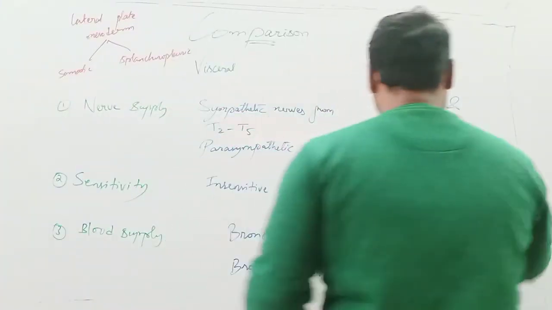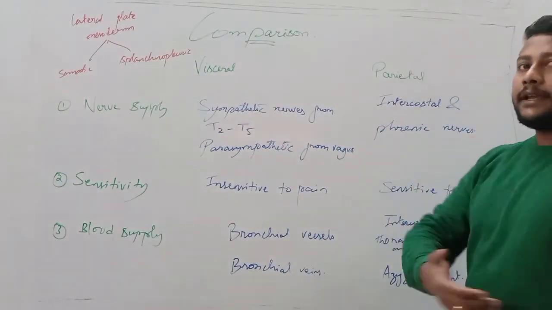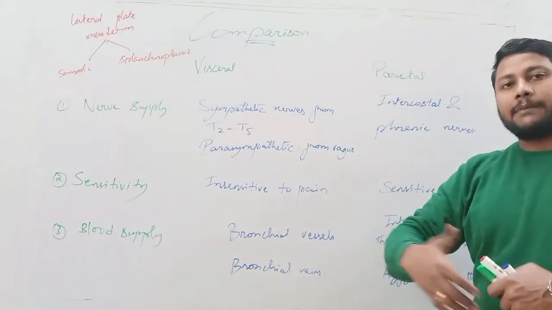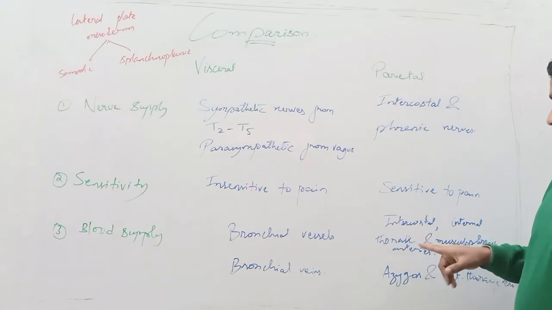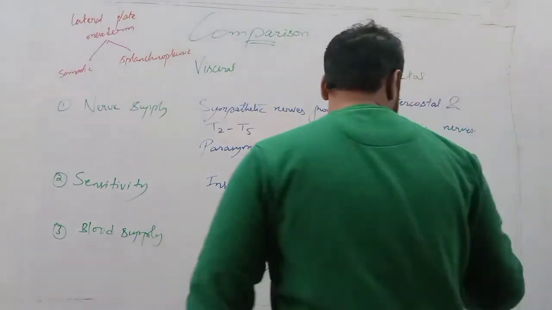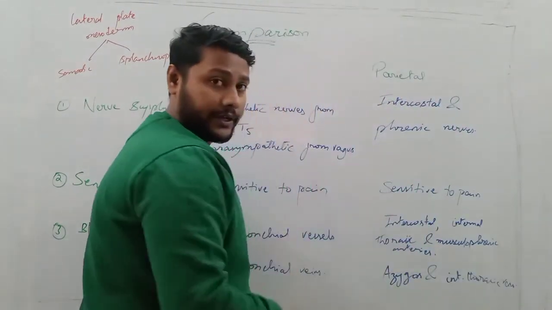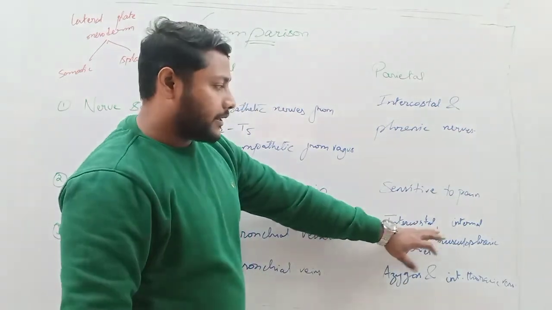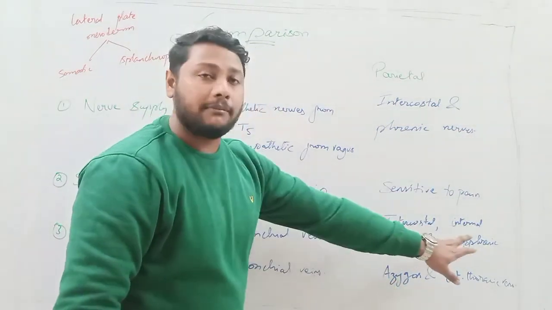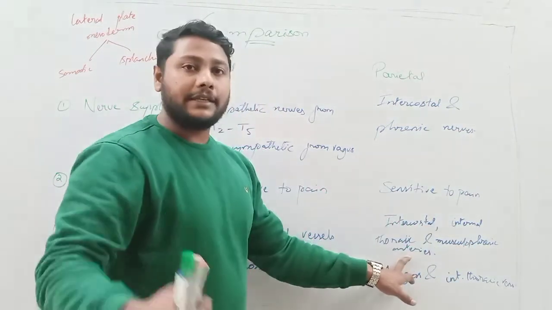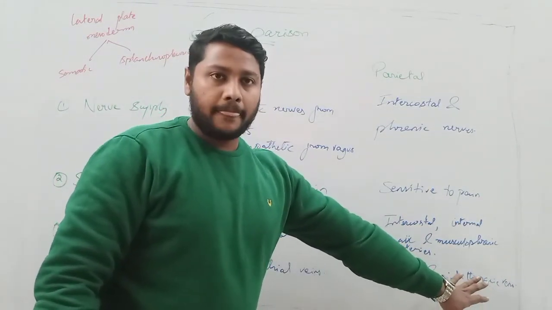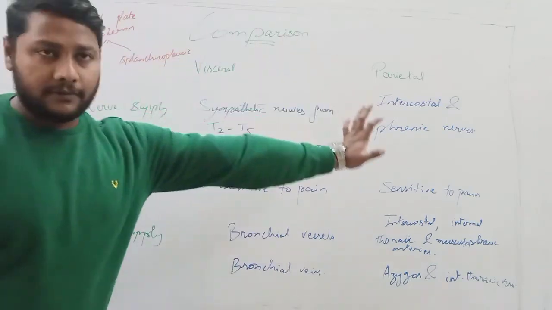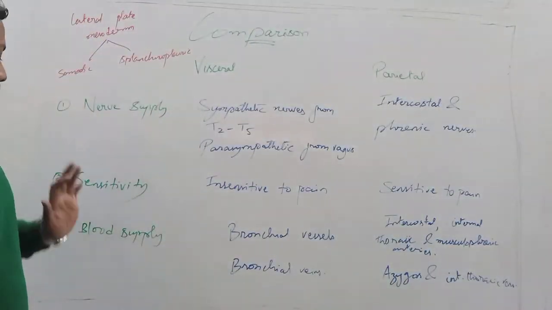On the other hand, the parietal layer, since it is along the thoracic wall, is supplied by the same arteries supplying the thoracic wall. That is, the intercostal, the internal thoracic and the musculophrenic arteries. Okay, the intercostal artery, the internal thoracic artery and the musculophrenic arteries, and it is drained by the azygos vein and the internal thoracic vein. Okay, so this is a comparison about the nerve supply and the blood supply.